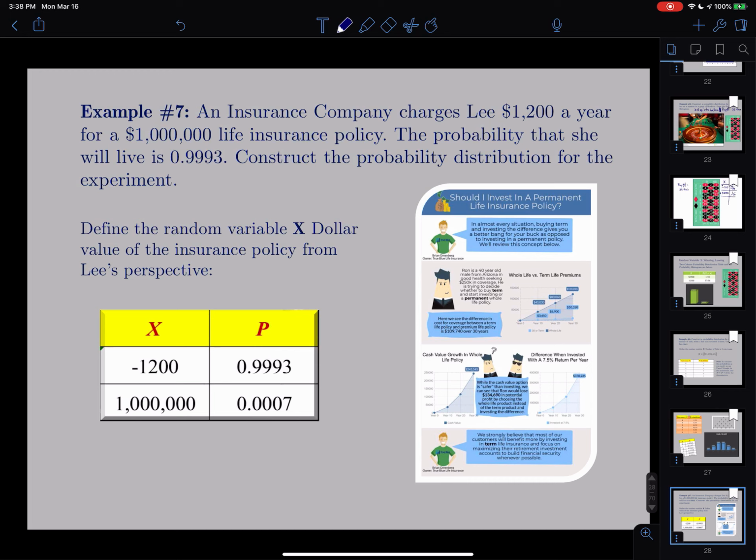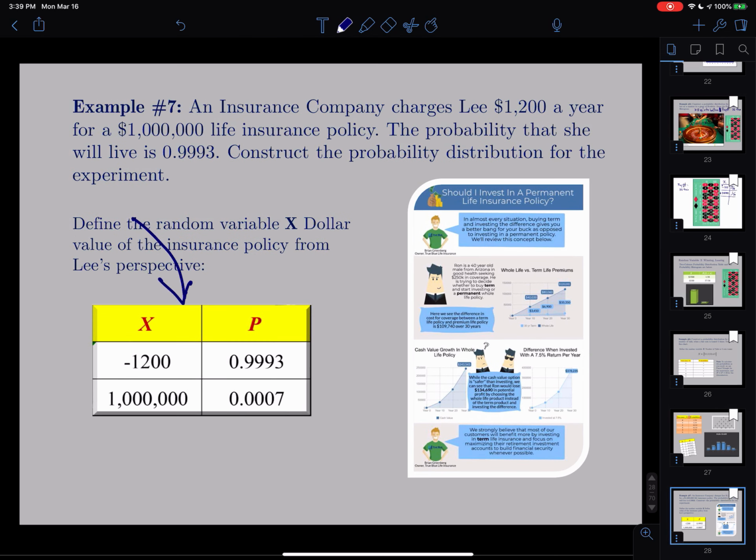Lee buys life insurance, pays $1,200 for a $1 million life insurance policy. The probability that she lives is 0.9993. That will be given to you. And we want to construct the probability distribution. And you see it here done. Because you have two things that can happen. She will live or she dies.